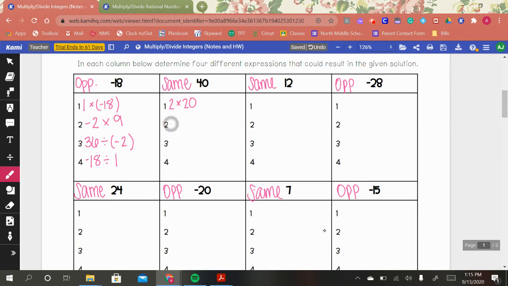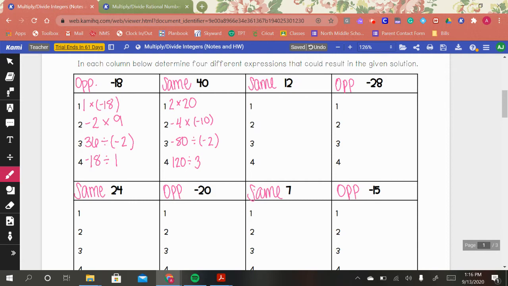Or -4 times (-10). And again, good math grammar. You only have to have a parentheses around your second negative. All right, I could do -80 divided by -2. And then we could say 120 divided by +3. Same signs, okay? And all 4 of those expressions will give me an answer of positive 40.